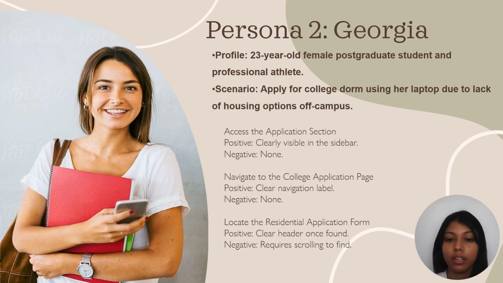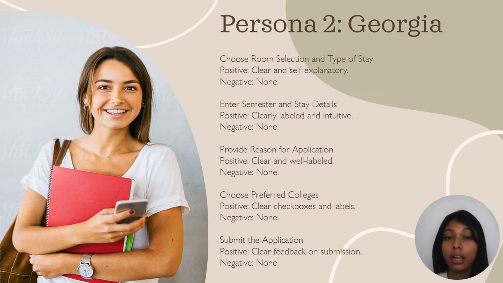The first step is for her to access the application section through the sidebar and find the college application page, in which she has no trouble doing so. As for the third step, for her to find the residential application form, she has a little bit of a problem, as when it navigates to the application page, she has to scroll on in order to find the form. And as for the other steps, such as choosing her room, the type of stay, entering the semester and stay details, providing the reason for application, choosing the preferred college, and submitting the application, she has no problem doing so, as they are very clear and self-explanatory.